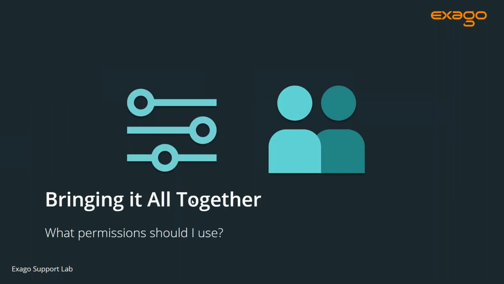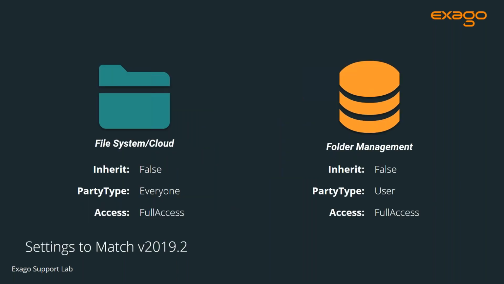Okay, so what permission should I use? The last question here is, we've talked about how to identify parties, we've talked about the content access flags and inheritance. So how should you set these things if you're coming over from 19.2, or if you're thinking about how you want to create your user experience in terms of permissioning? So a couple of notes.